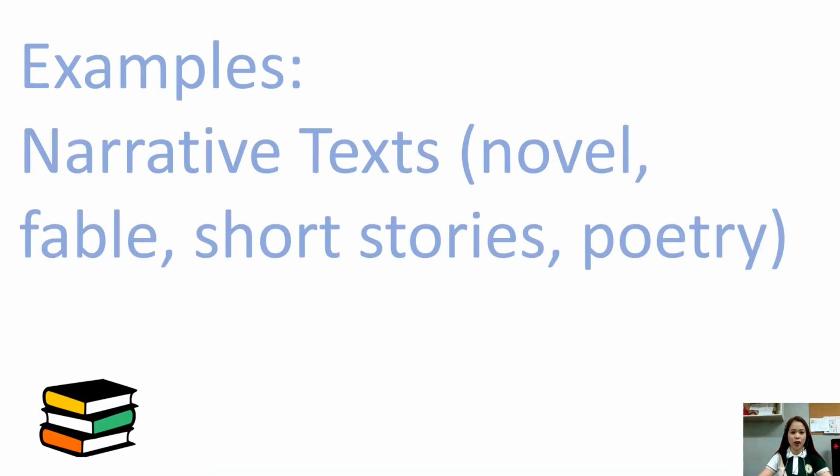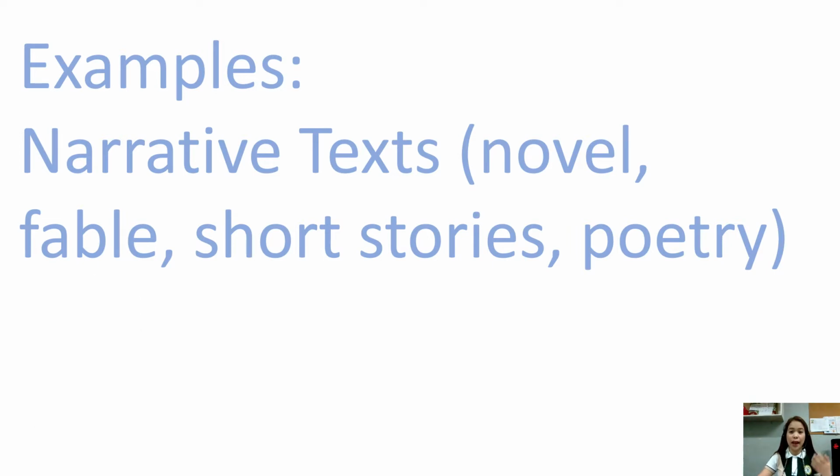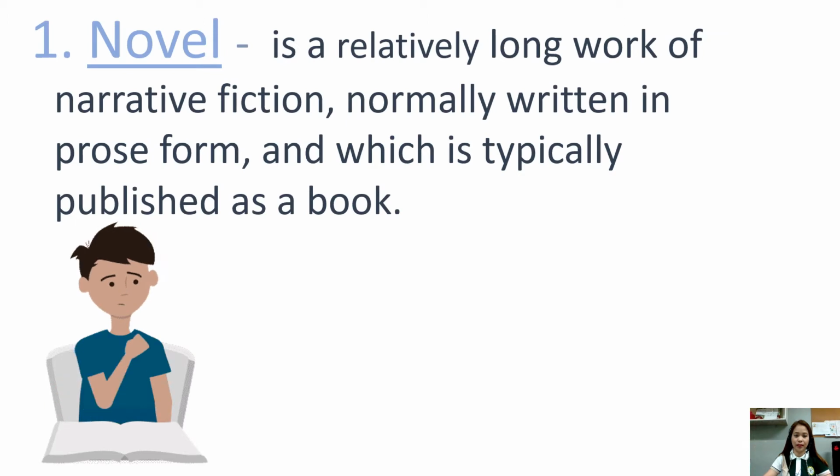Examples of narrative text are novel, fable, short stories, and poetry. Let's talk about the novel first. A novel is a relatively long work of narrative fiction, normally written in prose form and typically published as a book. Fiction generally is a narrative form in any medium consisting of people, events, or places that are imaginary. In other words, not based strictly on history or facts.